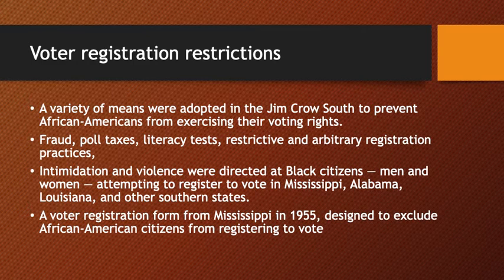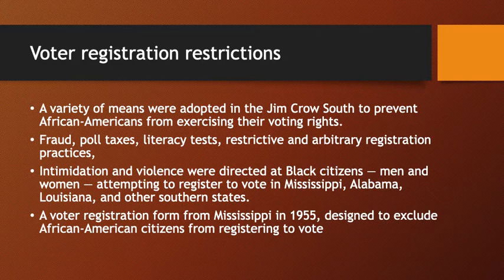Various means were adopted in the Jim Crow South to prevent African Americans from exercising their voting rights, including fraud, misrepresentation of what those rights were, poll taxes, literacy tests, restrictive and arbitrary registration practices, and, of course, through the Ku Klux Klan and other violent white racist organizations, intimidation and violence were directed at black citizens, men and women, attempting to register to vote in Mississippi, Alabama, Louisiana, and other states.